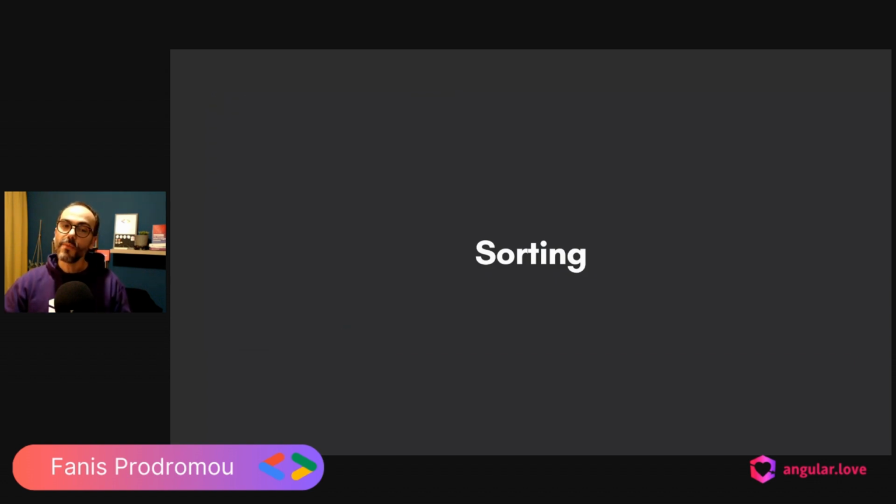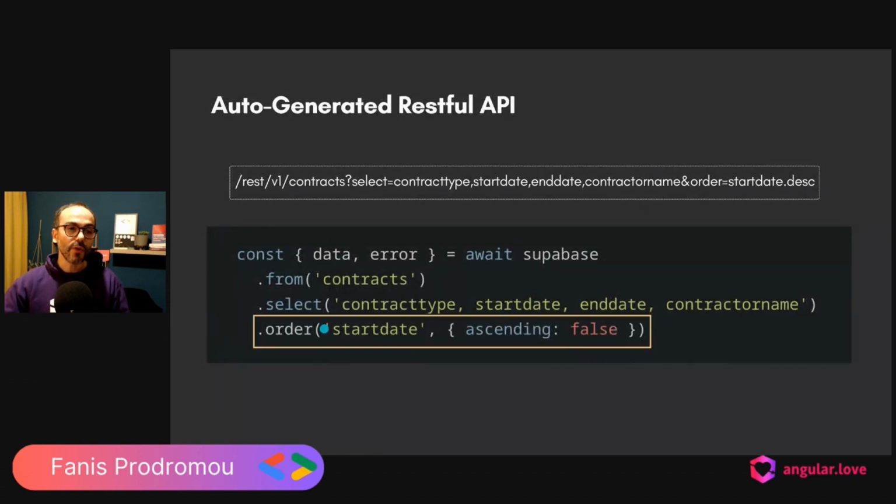And it's very common, other than pagination, also to have a sorting. So how can we achieve the sorting? Same thing. Again, what we have to do is to chain another method, and the method is order. I would like to order by start date ascending false.